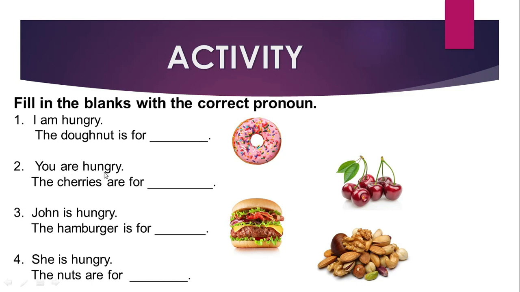You are hungry, the cherries are for dash. Now the other person is hungry. I told you the 7 pronouns and how you change them. So just keep them in your mind and solve this exercise. The cherries are for dash. John is hungry, the hamburger is for dash. Now John is the name of a boy. So which pronoun are you going to use over here? You will not use the word John. Instead of John, you will use a pronoun, and that will be the object pronoun, because it is coming at the end of a sentence.